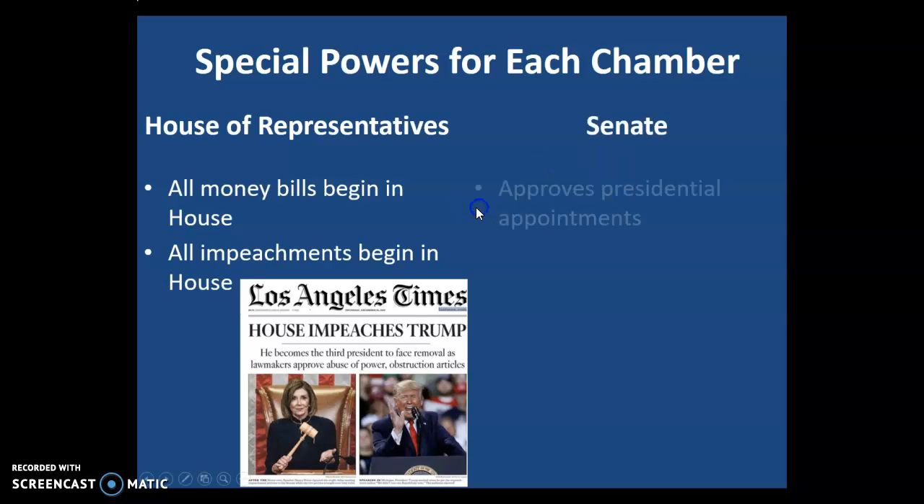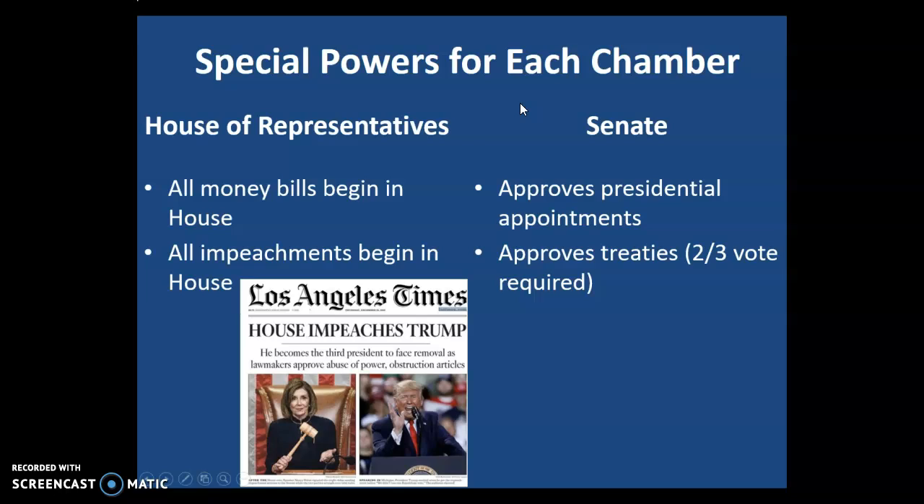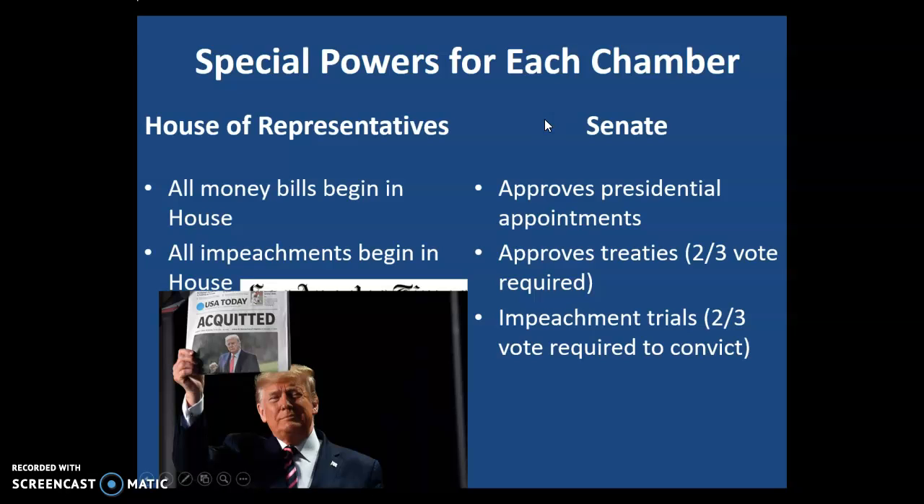The Senate has some special powers. The Senate approves the presidential appointments, which I discussed already. The Senate approves treaties, and that does require a 2/3 vote, which is pretty difficult to get sometimes. We don't have a whole lot of treaties because it's difficult to get a 2/3 vote. And then the Senate conducts the impeachment trials. And in order to convict and remove an official from office, you have to get 2/3 of the Senate to agree to do that. So the impeachment process begins in the House. The House impeaches someone by charging them with wrongdoing. And then the Senate puts them on trial. And if they get 2/3 of the senators to vote to convict, that individual then will be removed from office.